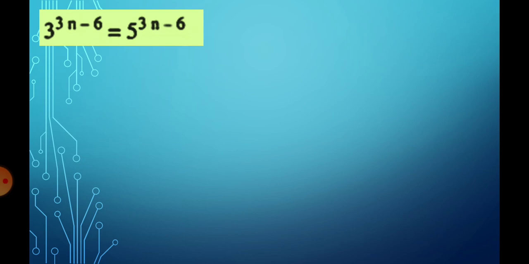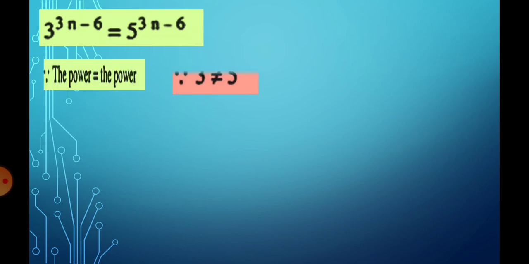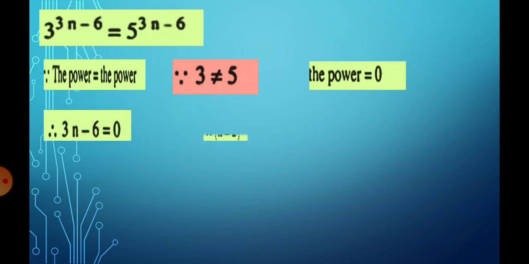3 to the power 3n minus 6 equals 5 to the power 3n minus 6. Here the bases are different, but the powers are equal. If the powers are equal and the bases don't equal each other, then we can write the power must equal 0, then 3n minus 6 equals 0, then n equals 6 divided by 3 equals 2.